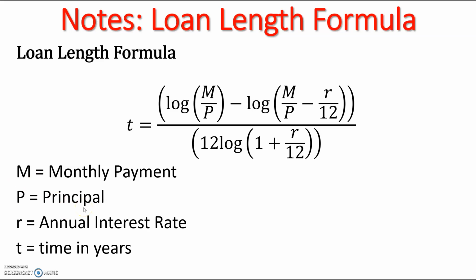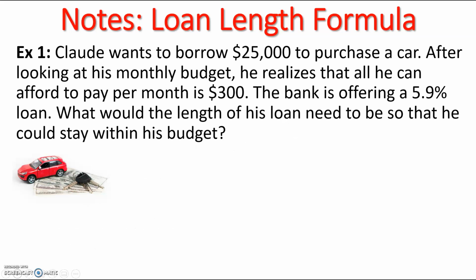Let's take a look at an example of how to use this. Okay, example 1. Claude wants to borrow $25,000 to purchase a car. After looking at his monthly budget, he realizes that all he can afford to pay per month is $300. The bank is offering a 5.9% interest loan. What would the length of his loan need to be so that he could stay within his budget?